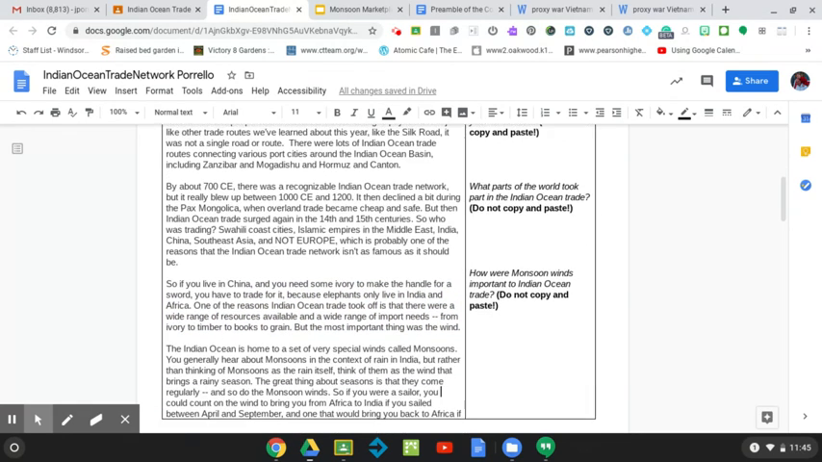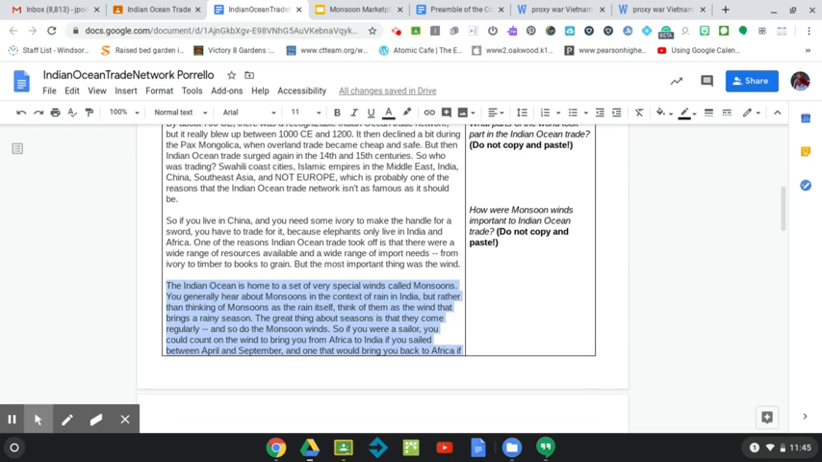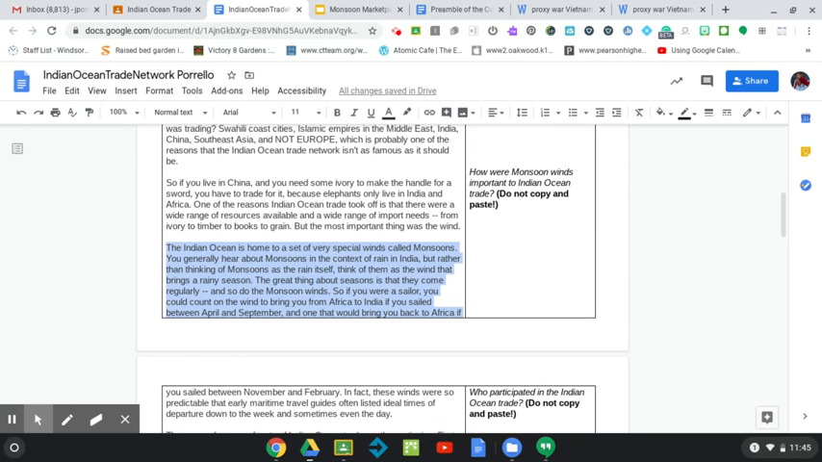All right. This paragraph is where we're going to answer the stuff about the monsoon winds. So it says the Indian Ocean is home to a set of very special winds called monsoons. You generally hear about monsoons in the context of rain in India, but rather than thinking of monsoons as the rain itself, think of them as the wind that brings a rainy season. The great thing about seasons is that they come regularly, and so do the monsoon winds.